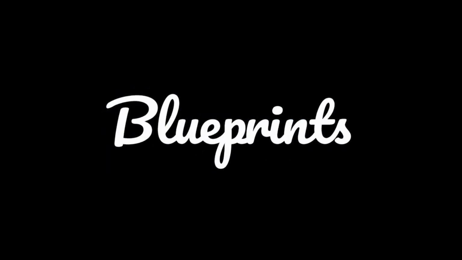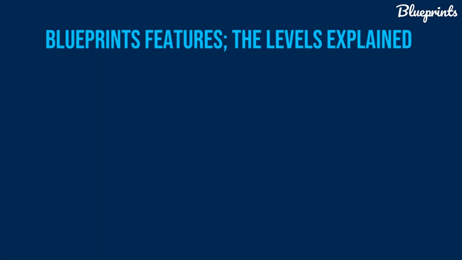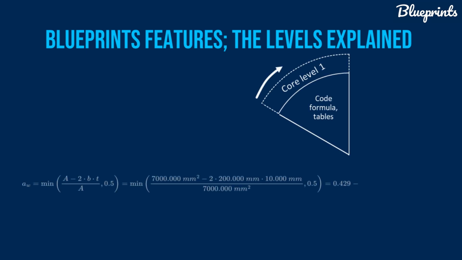Welcome to Blueprints. Blueprints can be best described to have four major functions, with each function building on the last. These major functions are summarized as the blueprint's core, with the core having four levels. Level 1 represents each code's formula and tables, the raw equation that is presented in a document.